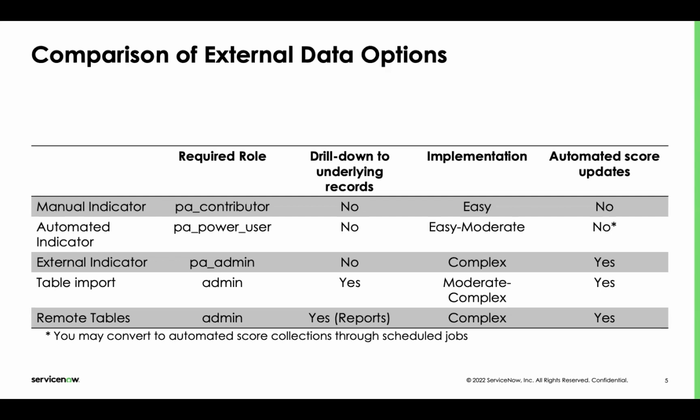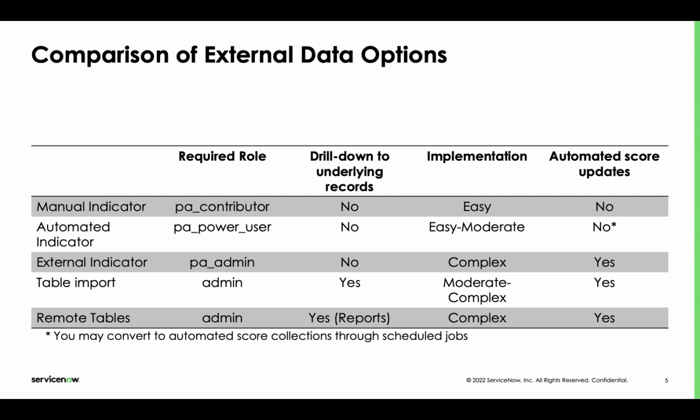So it's easy to monitor. It's still fairly simple, but there are a couple of very specific considerations to keep in mind. I have a note on the automated score updates, because you can convert an automated indicator to start collecting scores automatically through scheduled jobs. You could use the same indicator for manual entry, and then later switch it to an indicator source and scheduled job that captures that data automatically through your collection jobs.